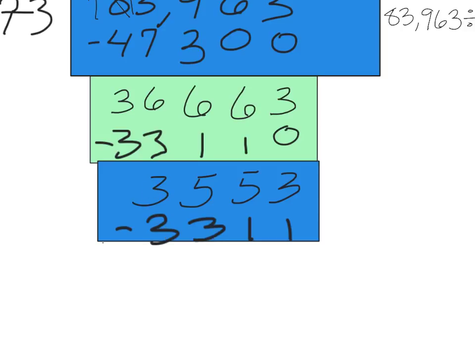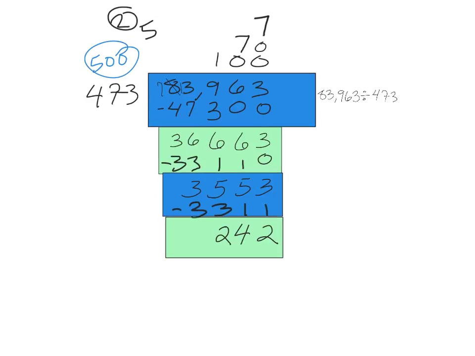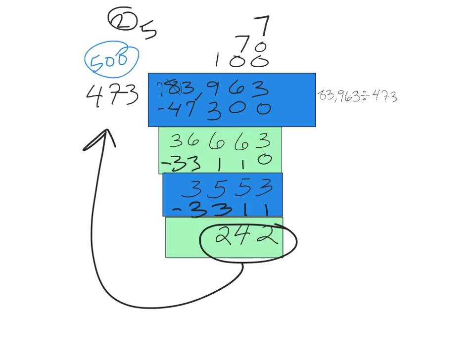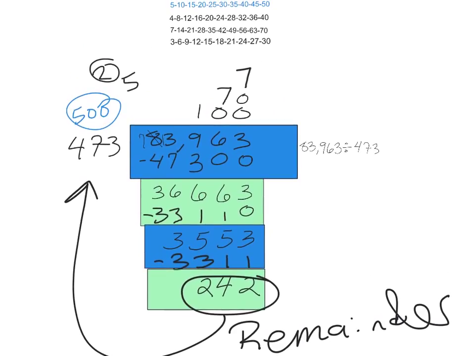So let's go ahead and make our next area box, and I get 3 minus 1 is going to give me 2. 5 minus 1 will give me 4. 5 minus 3 will give me 2. And 3 minus 3 zeroes out. So let's go ahead and look here, and you can see that the 242 is smaller than the 473. So this is my remainder. That's a D. And so all I have to do is add all these up and then plug in my remainder. So let's go ahead and do that.